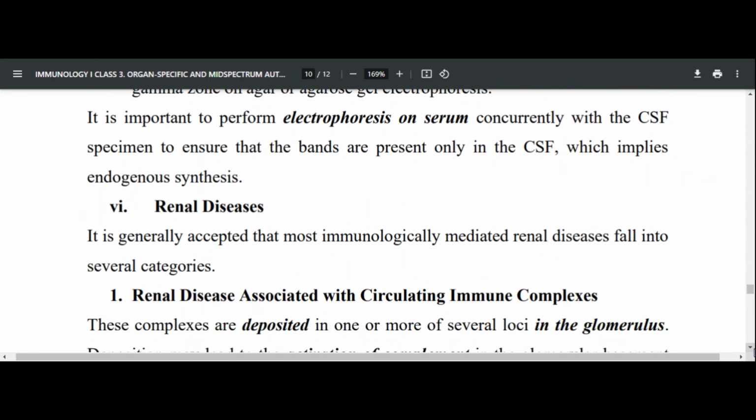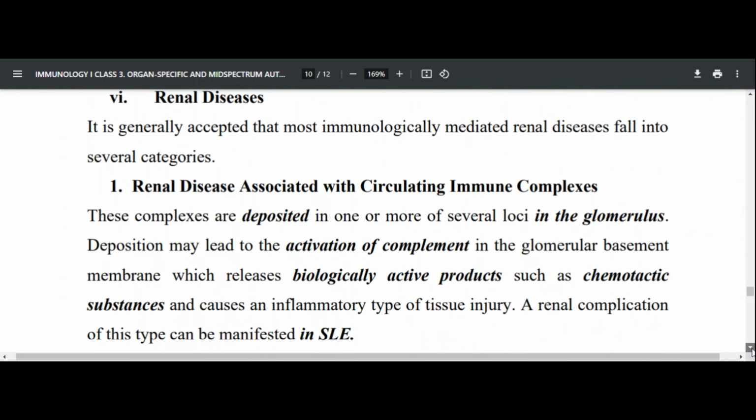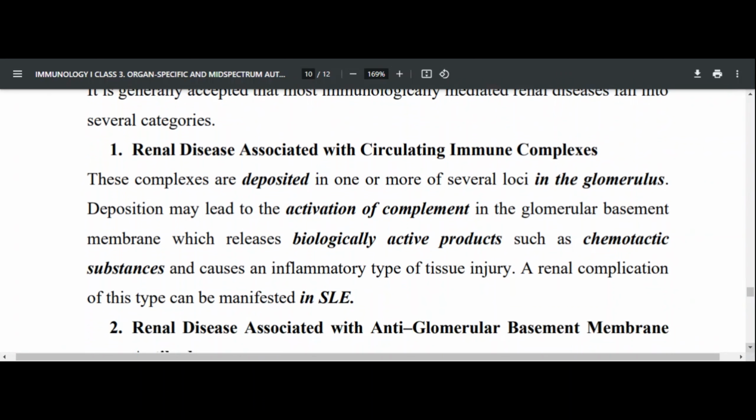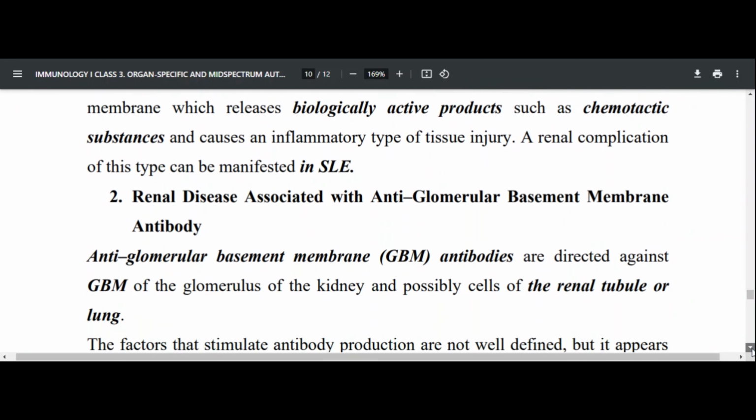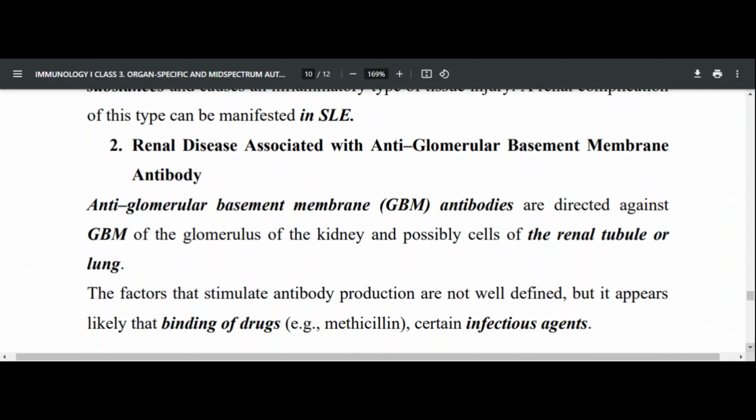So finally, we have also renal diseases. For example, we have renal disease associated with circulating immune complexes. Those immune complexes are deposited on the glomerulus, which will induce destruction of the glomerulus and cause glomerulonephritis. Another type of renal autoimmune disease is associated with anti-glomerular basement membrane antibody. This is what you call anti-GBM. These are antibodies against the glomerular basement membrane, and also renal tubules or lungs.